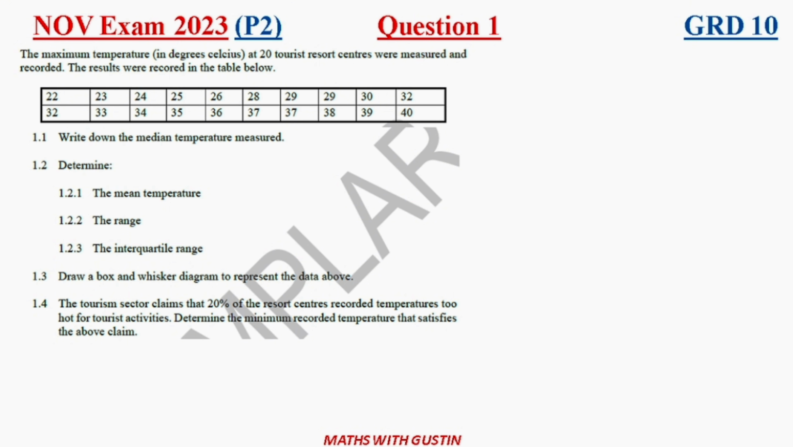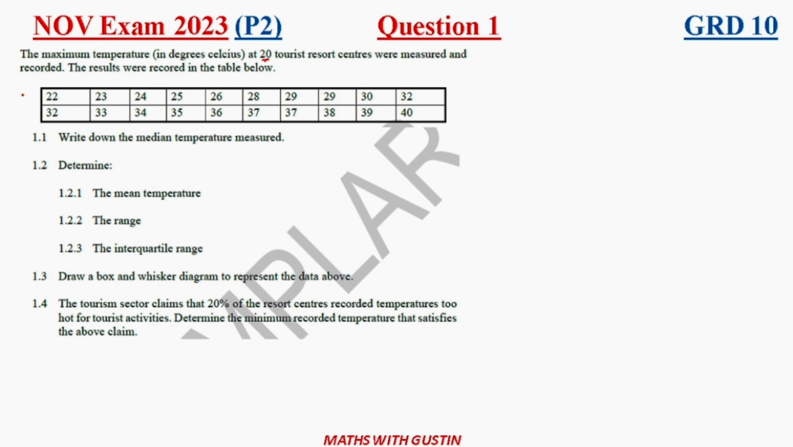It says here the maximum temperature in degrees Celsius at 20 tourist resort centers was measured and recorded. The results were recorded in the table below. So we can see here 22, 23, and if you have a look at all these numbers, they said 20 of them, so it means you have got 20 numbers here in total.